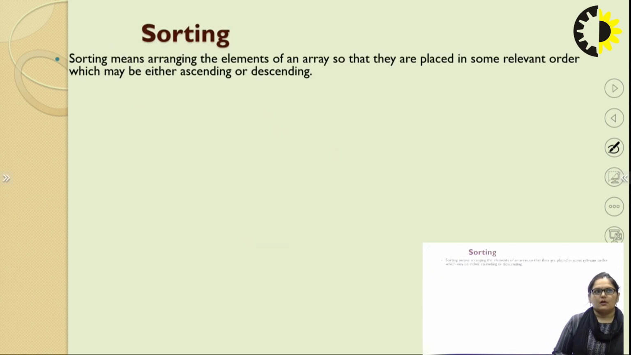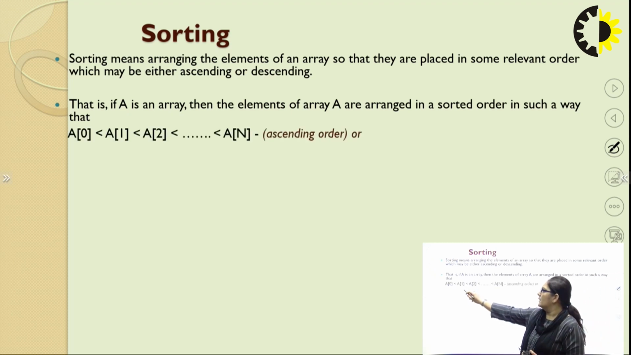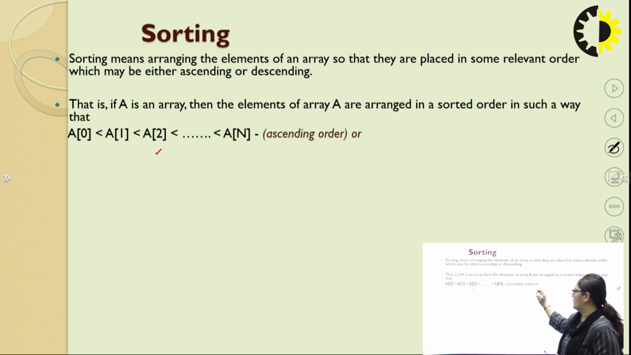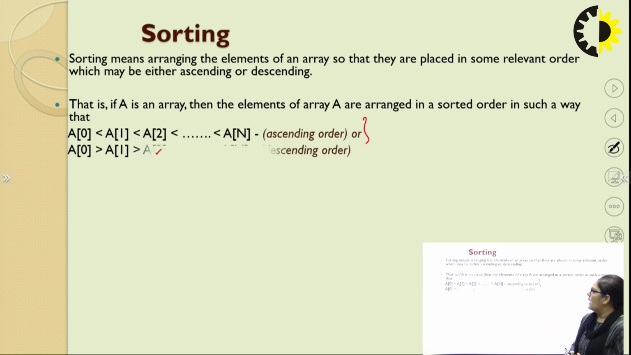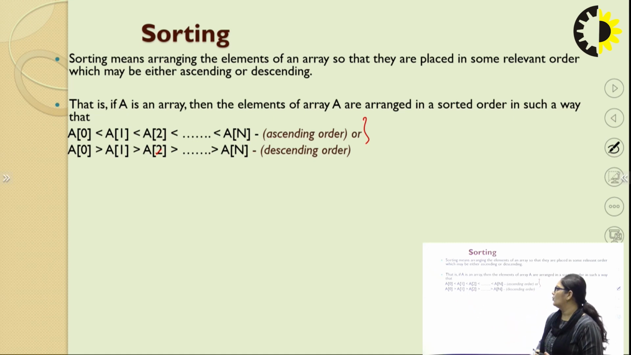So what is sorting? Sorting means arranging the elements of an array so that they are placed in some relevant order, which may be either increasing order or decreasing order. If A is an array whose elements are arranged in sorted order such that A0 is less than A1 and A1 is less than A2 and so on, it is ascending order. You may also arrange the elements in descending order, that is A0 is greater than A1 and A1 is greater than A2 and so on.